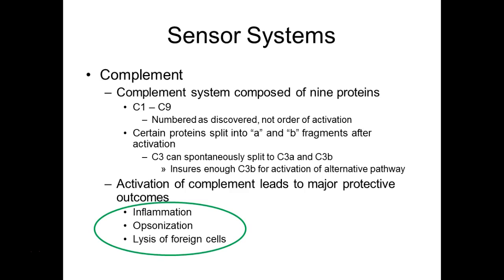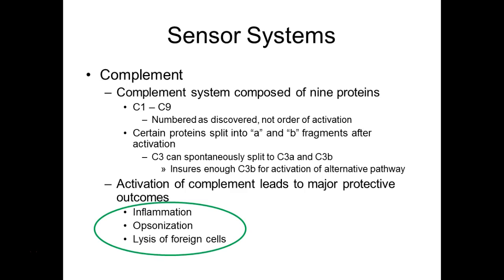So the complement system is a series of 9 proteins, and C designates complement, and then they're numbered. They're unfortunately numbered in the order in which they were discovered, not exactly the order in which they're necessarily activated. Some of them split into pieces, and so the fragments are labeled A and B. For instance, C3, that particular protein in the complement cascade, splits into C3a and C3b. And this always happens. We're always producing C3a and C3b.